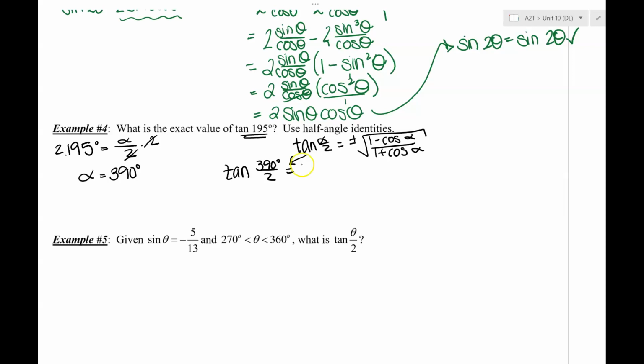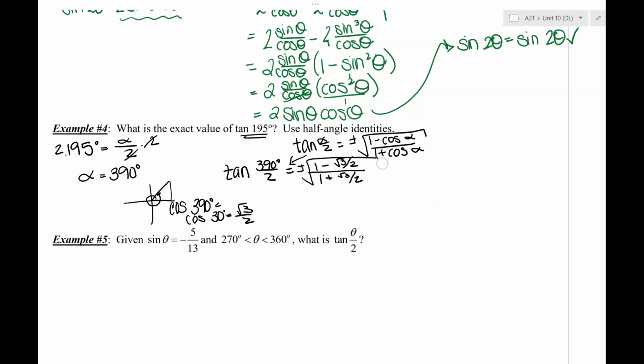All right, so here we go. Plus or minus, we're not really sure. 1 minus cosine of 390. Well, think about your Cartesian coordinate. Go around 360, boom. 390 is right there. It has a 30-degree reference angle. So the cosine of 390 is the same as the cosine of a 30-degree reference angle, which is rad 3 over 2. Good, okay. So we have 1 minus rad 3 over 2 all over 1 plus rad 3 over 2.